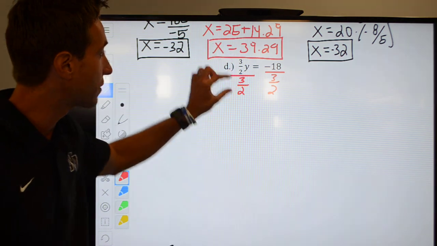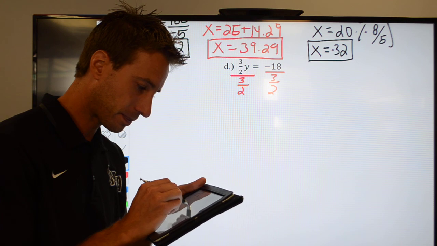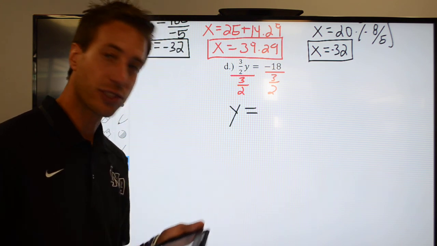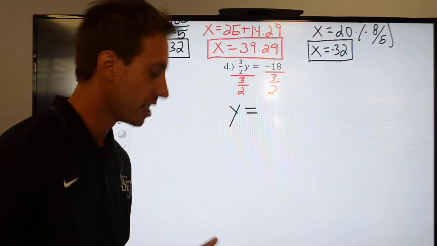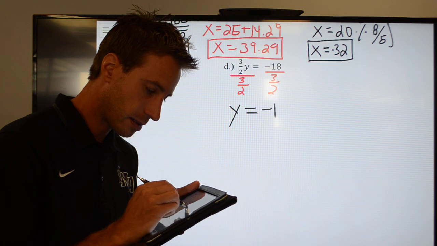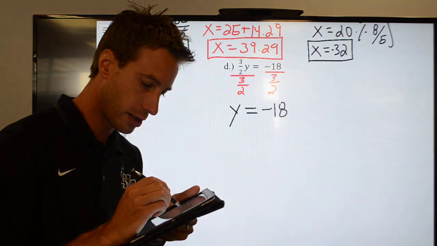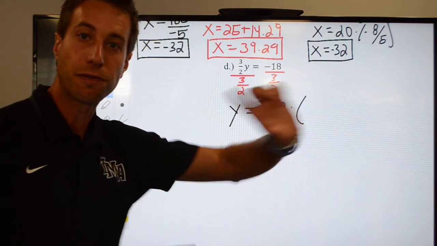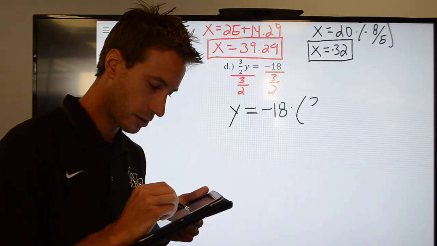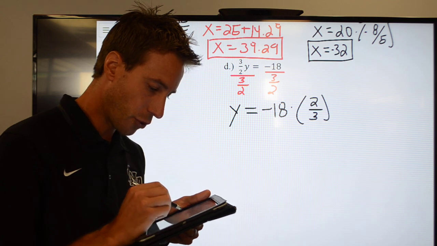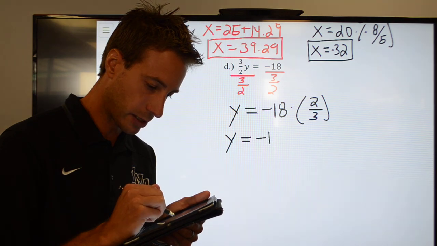Now, because I have 3 halves divided by 3 halves, those guys cancel each other out, leaving me with just a y. On the other side, no need to rewrite this. It's the middle school keep it, change it, flip it. You keep the negative 18. You change the division to multiplication, and you flip the denominator. So instead of 3 halves, it'll be 2/3. Throw that into your calculator. Don't fat finger something on your calculator. You should come up with minus 12.